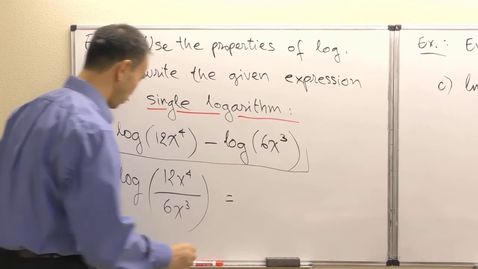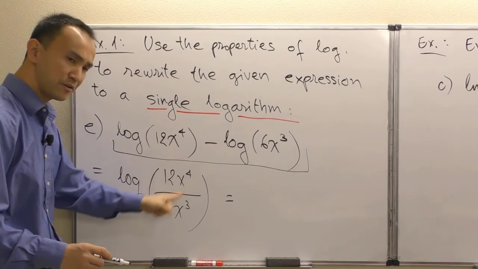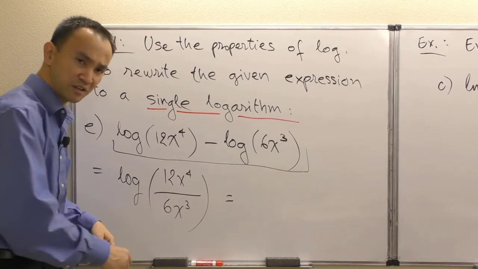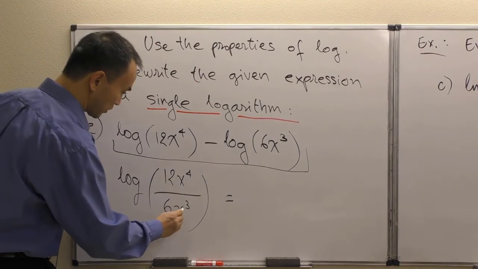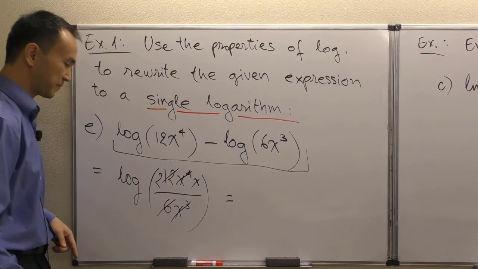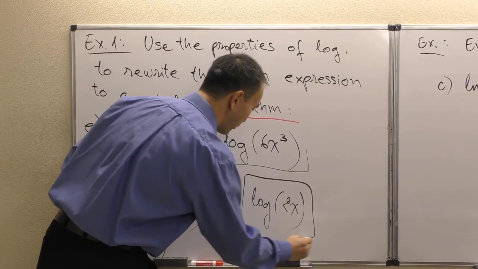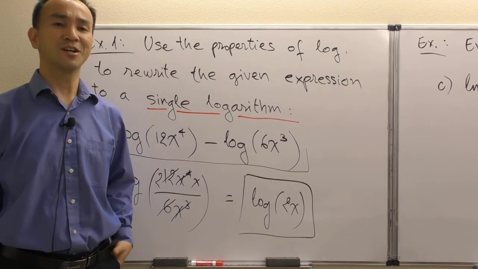And now as far as the rule, one log term, one single logarithm, we're good with that, but I'm not feeling pleasant with this, so I'm going to cancel some common factors. The x to the fourth cancels with x cubed, which leaves me an x, and the 12 cancels with 6, which leaves me a 2. So really, now I'm having just log of 2x. It's surprisingly simple at this point, and that's why we sometimes call it a simplification. And so that's how we've done another problem.